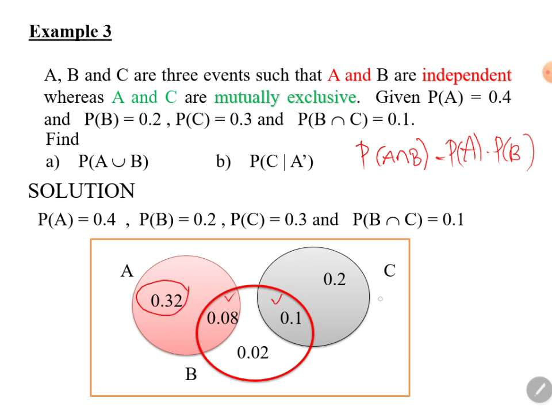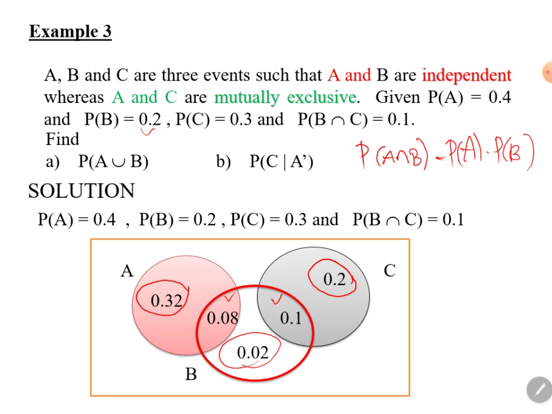And for C only, so it will be what? Probability of C equal to 0.3, so subtract the intersection of C with B, which is 0.1, so we get 0.2 in this area. So the remaining area for B only is equal to what? The total probability of B is equal to 0.2, so minus the 0.08 and 0.1. So we have the remaining 0.02. Okay, so that's it from the information we have.